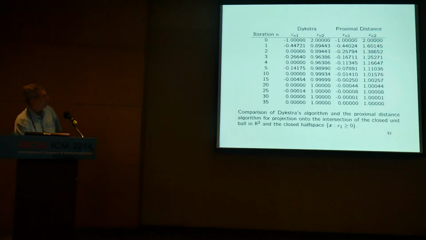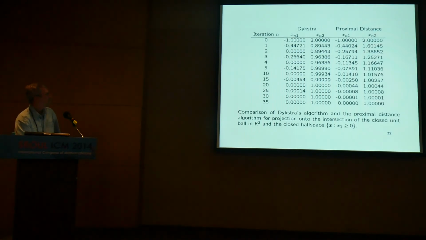And I tried it on the simplest problem, a closed ball intersected with a closed half space. It does about as well as Dykstra's algorithm. I'm curious to see how this will do on higher dimensional problems. That's not a spectacular result.